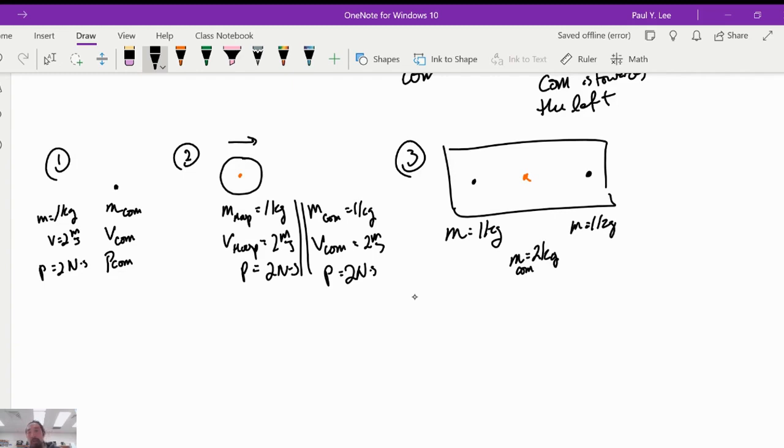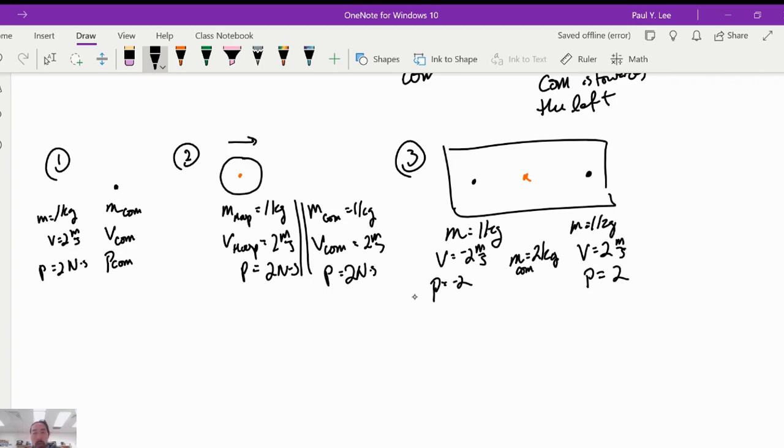But now, if we take a look into the idea of momentum, if we say that the object on the left is moving to the left with a velocity of -2 meters per second, but the object on the right is moving to the right with a velocity of 2 meters per second, now we can look at how the system's momentum or the center of mass's momentum is affected. So we can say that the object on the left has a momentum of -2. We can say the object on the right has a momentum of +2.